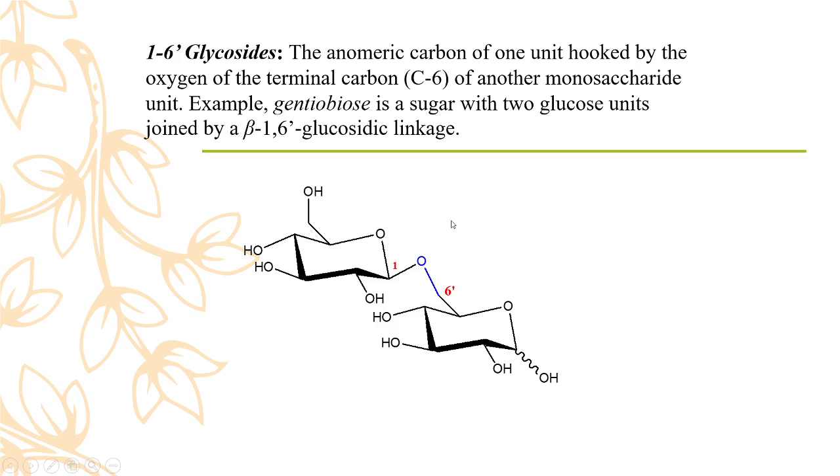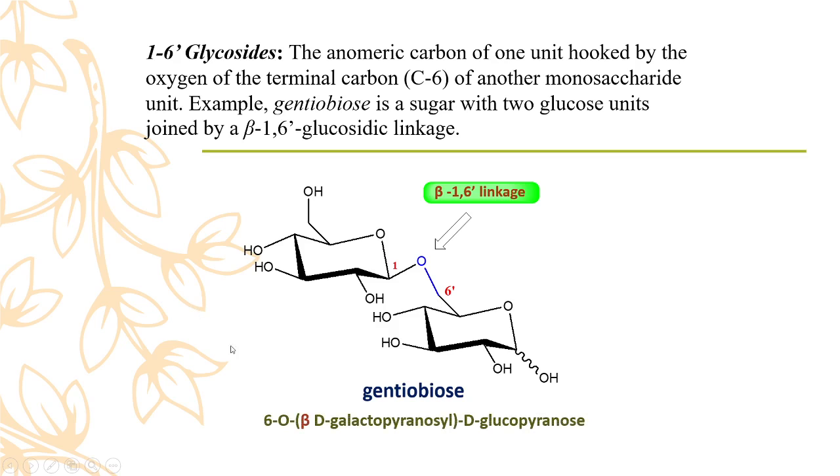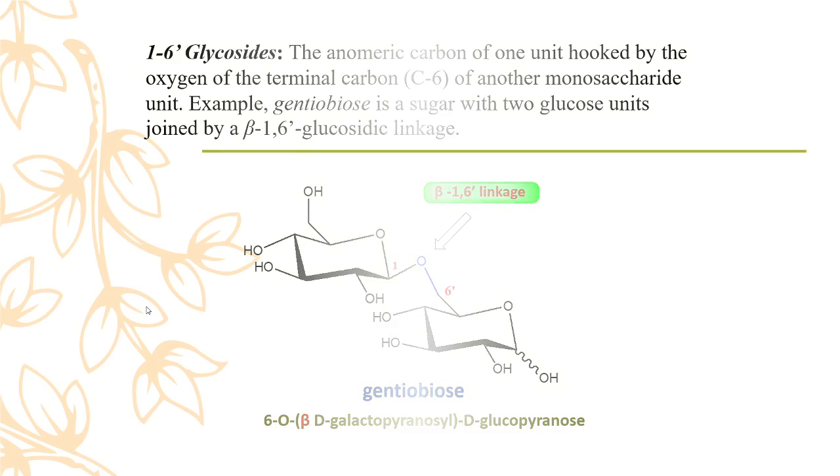So this is another type of linkage. This is the 1,6 glycosidic linkage, and the structure is called gentiobiose. This is another example of a disaccharide, called gentiobiose, and the linkage is beta 1,6 linkage.